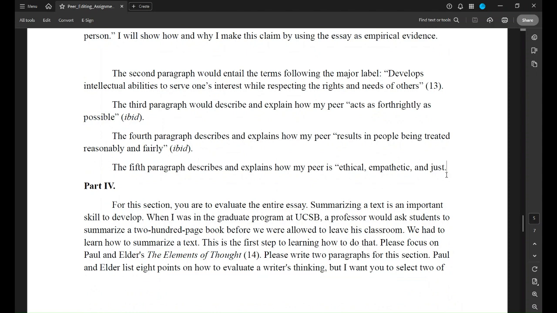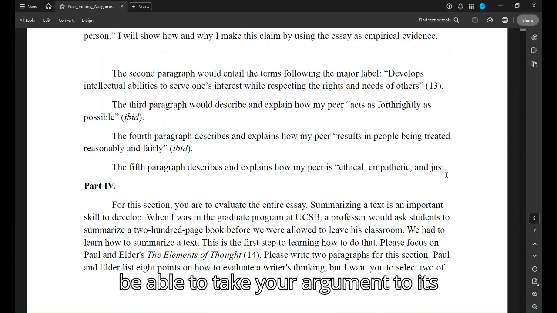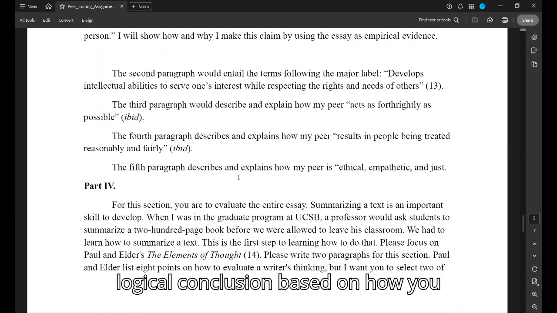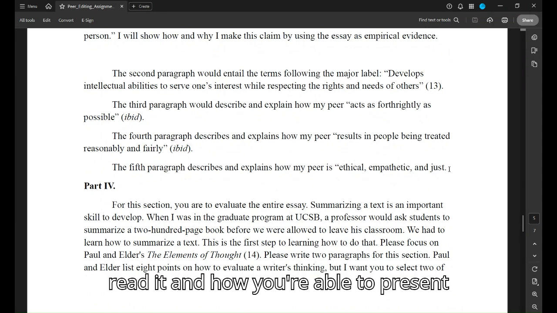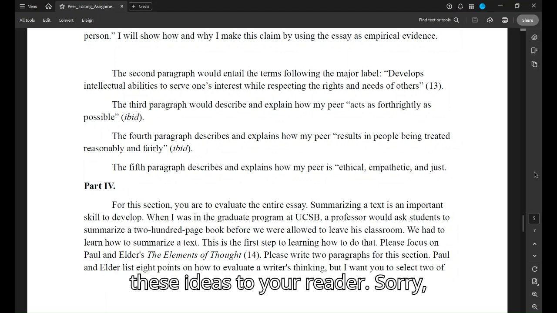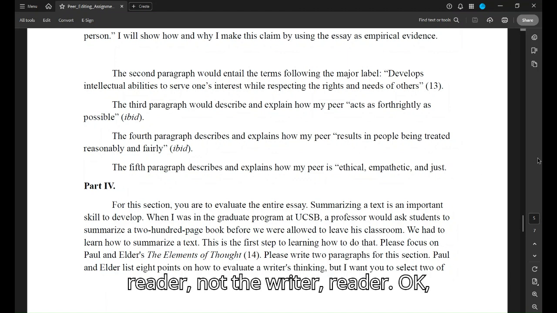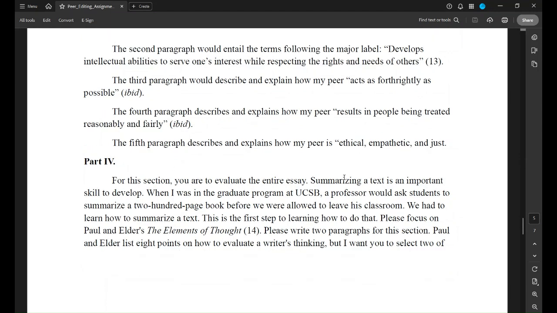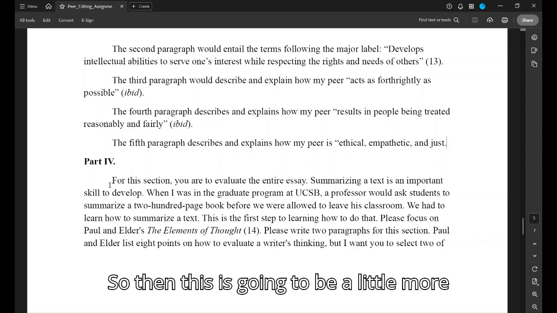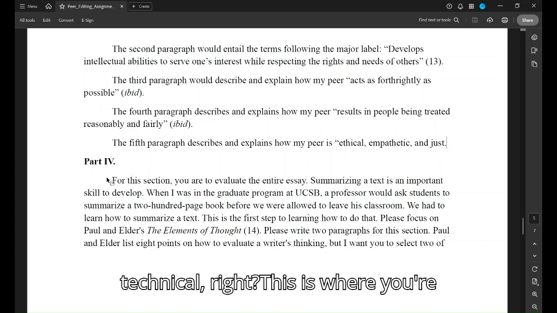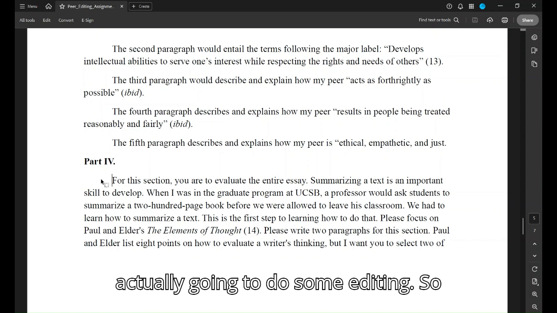And you want, again, to be able to take your argument to its logical conclusion based on how you read it and how you're able to present these ideas to your reader, not the writer, the reader. Okay, and again, hopefully that makes sense. And then lastly, part five. So this is going to be a little more technical. This is where you're actually going to do some editing.